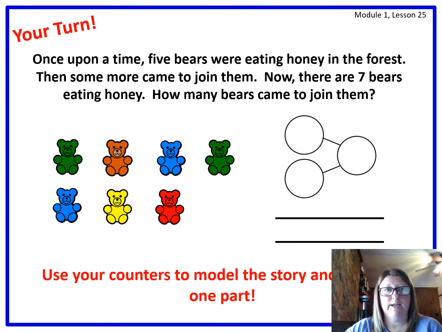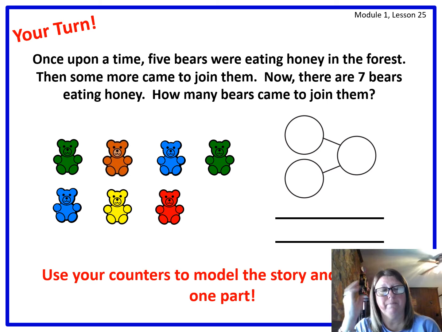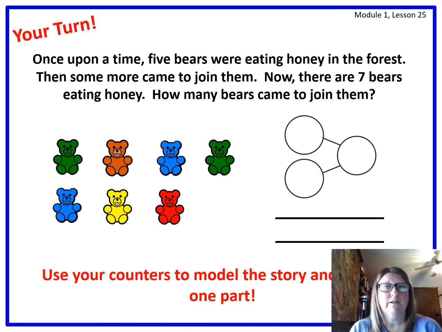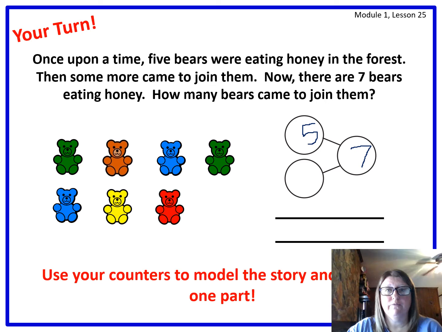All right, so now let's do this one. Once upon a time, 5 bears were eating honey in the forest. There are some more that came to join them. Now there are 7 bears eating honey. How many bears came to join? So we know that there are 7 bears total. And we know that 5 bears were eating honey in the forest. So now we've got to figure out how many joined them. So 5 plus something equals 7.